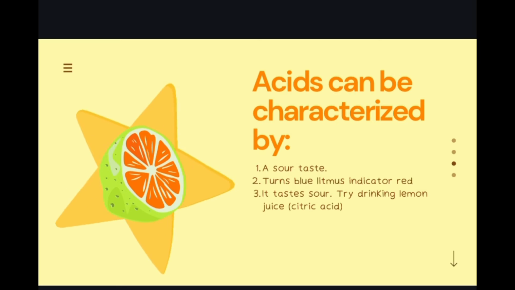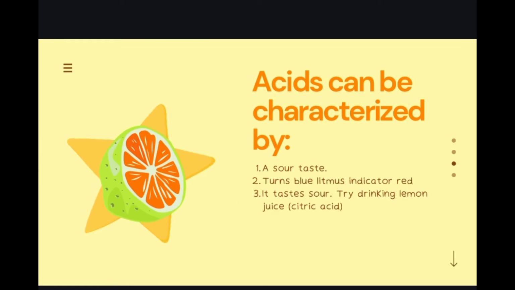Acids can be characterized by a lot of characteristics, like a sour taste, and they turn a blue indicator red. For example, we have lemon. Lemon fits all of these characteristics. It will turn the indicator red, it has a sour taste, and it's a citric acid.